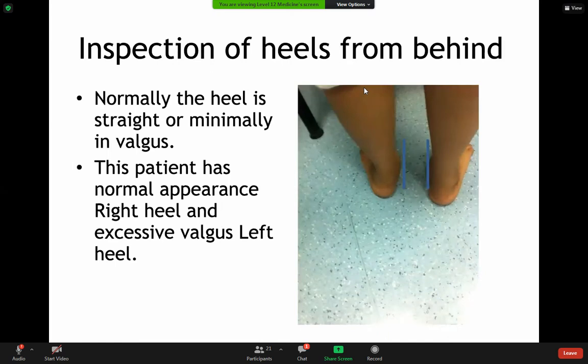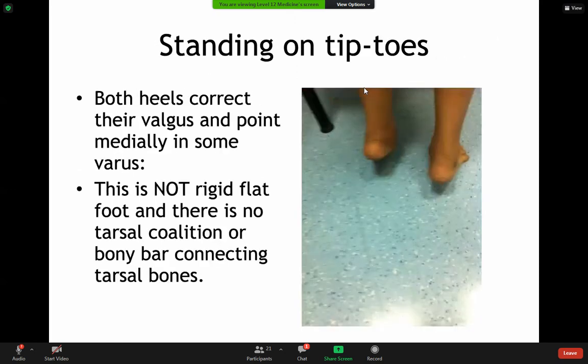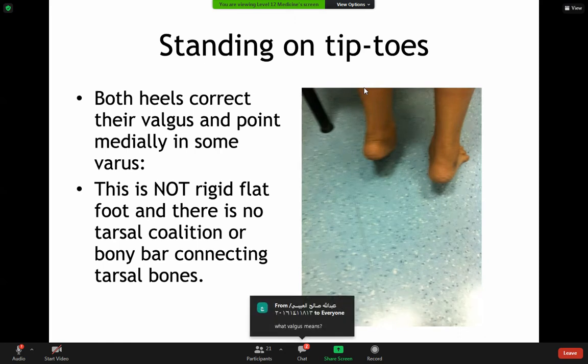Here's inspecting the heels from behind, and you can see the normal heel. Normally the heel is straight or minimally in valgus. This patient has normal appearance of the right heel, which is in slight valgus, and has excessive valgus in the left heel. So the left has a flat foot and the right is normal. When the patient stands on tiptoes, both heels correct their valgus and point medially in some varus. So this is not rigid flat foot, and there is no tarsal coalition or bony bar connecting the tarsal bones. So this is flexible flat foot.